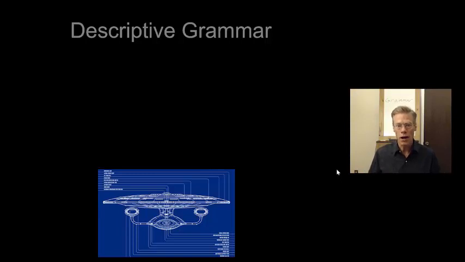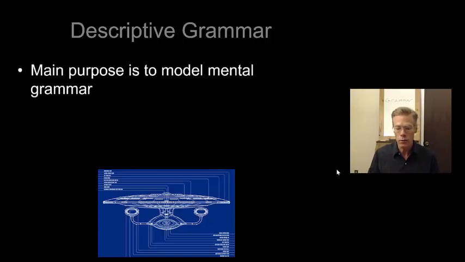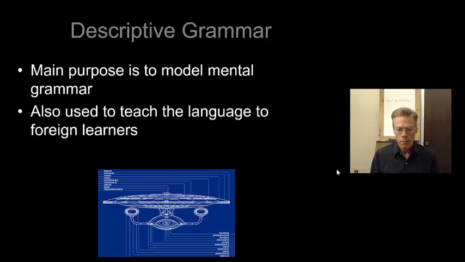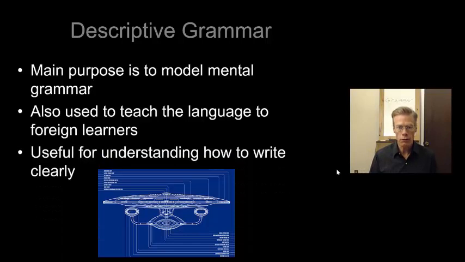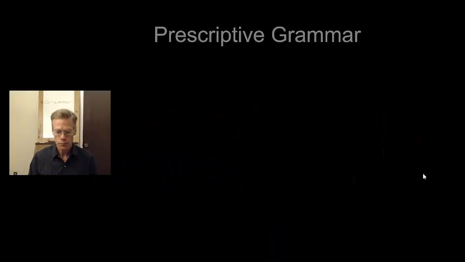So that would be like if you found the Star Trek Enterprise and tried to reverse engineer it and come up with the blueprints for it. That's what descriptive grammar is. We're looking at native languages and trying to model what we think is going on up there in a native speaker's head. But it's also used to teach a language to foreign learners. It's hard to teach a language without knowing how the language works in the first place. And then finally, for the purposes of this course, I find that it's very useful for understanding how to write clearly, to understand how the language works.